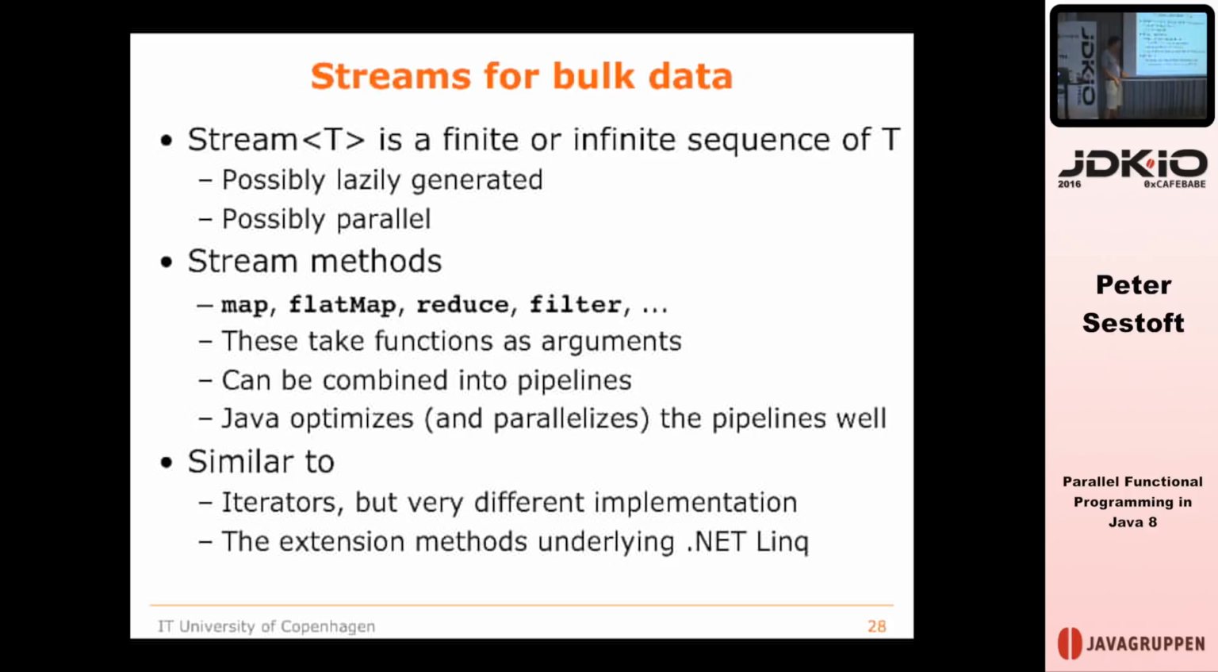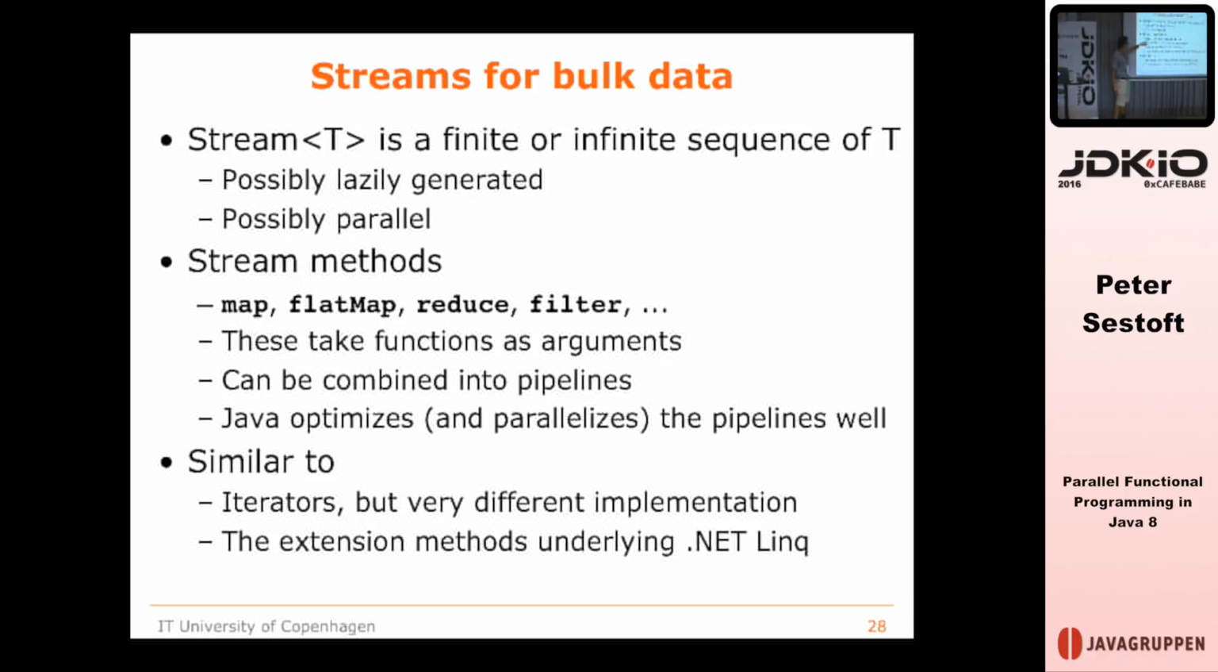Okay, so now I hope you get an impression of what functions can be. You can have expressions that are function valued and pass functions to other functions and to methods, and you can program with immutable data. So streams. A stream of T is a finite or infinite sequence of T values, possibly lazily generated and possibly parallel. So you can have a stream of string, for instance.